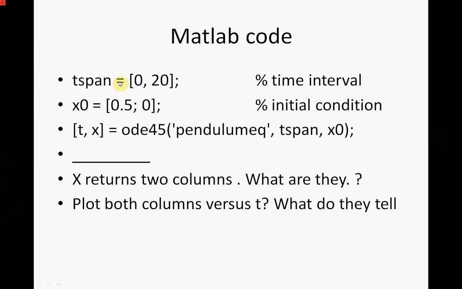So there we are. There's the time span 0 to 20. There's my initial conditions. There's my answer. I call it pendulum equation. The time span as before, comma 0. Now, I want you to do some plots for me. X will return two columns, so I want you to tell me what the first column is, what the second column is, and I want you to plot them on the same graph.